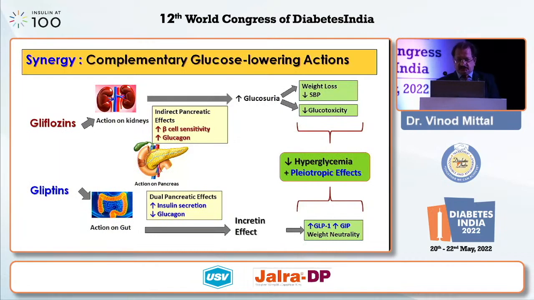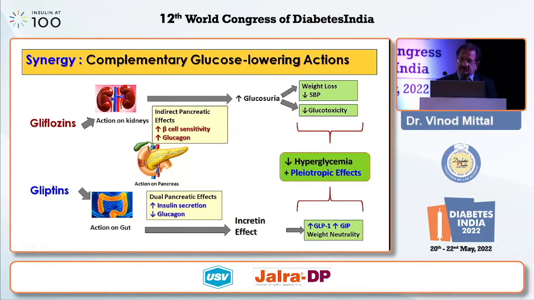Now, if we see gliflozins, that is SGLT2 inhibitors, basically the effect is on the kidney. Once there is increased excretion of glucose in the urine, there is normalization of blood glucose, that indirectly improves beta cell sensitivity. And gliflozins decrease early morning glucagon, but that is being compensated by gliptins. So don't bother about this small increase in glucagon which happens in the morning, and which is only for the first few weeks. It doesn't continue for a long time. And then ultimately, there's loss of weight, decreased systolic blood pressure, decreased uric acid, and obviously normalization of glucose.